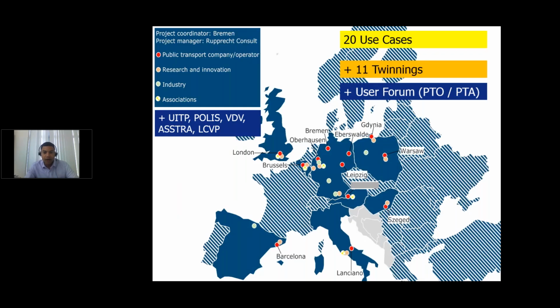Then just to show the project itself, so we have these 20 use cases in cities, 11 cities across Europe. We also have twinning cities, which are twins to the 11 cities in the project, and also a user forum which gives feedback on the results of the project as well, consisting of public transport operators and authorities. And then we have several networks which act as replicators for the results and also disseminate the results to a wider network as well.